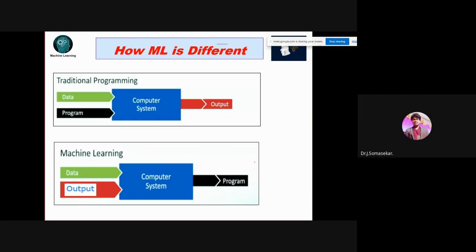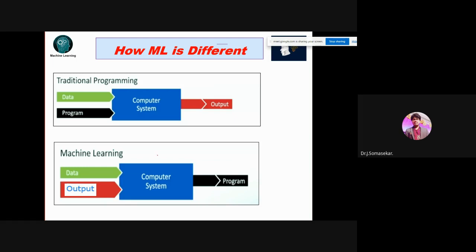So how can I write a program directly? If you have this symptom you'll get COVID-19, I can't write the exact program. If you write like that, then machine learning is not required. That's why, based on the history, we can make a model, then we can predict whether the person has COVID-19 or not based on the symptoms. So here we can't write an explicit program. That's why we have to go for machine learning.